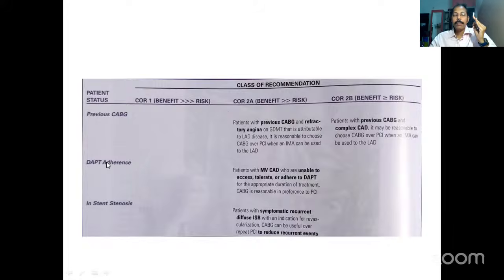And DAPT adherence, what is DAPT? The dual antiplatelet therapy adherence. Suppose the patient doesn't want to continue aspirin and clopidogrel. For PCI, the patient needs to continue dual antiplatelet therapy, but for CABG, it may not be needed. The patient can continue even a single antiplatelet, say aspirin, and that is sufficient. Okay. So in those conditions, even CABG will be superior.